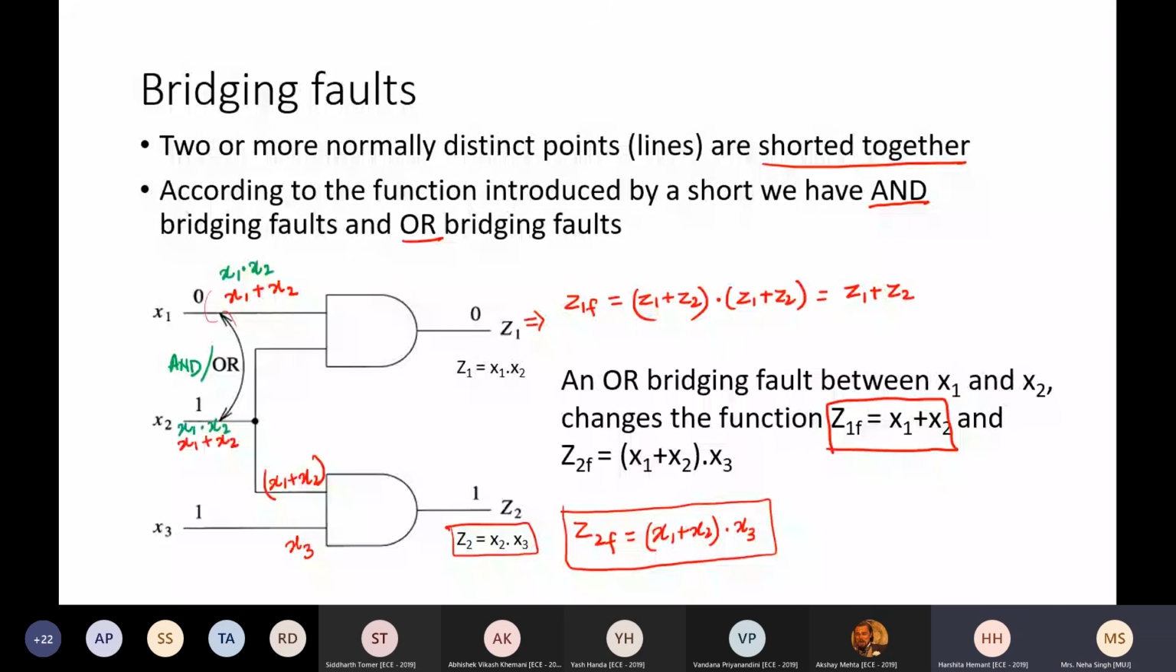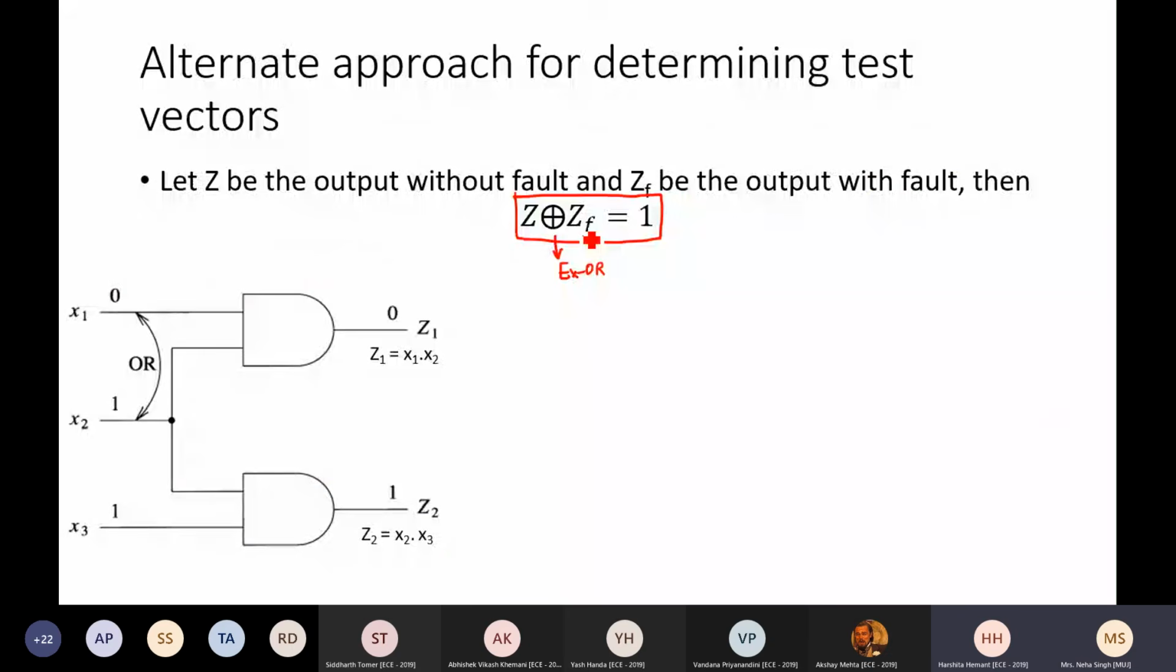Since either the fault will exist, then the output will be ZF. If the fault does not exist, the output will be Z, but every time Z XOR ZF will be equal to 1. Either of the two things will be true. Either there is a fault or there is no fault. There will not be any case that Z is 0 and ZF is also 0. Both cannot be false, both conditions cannot be true.